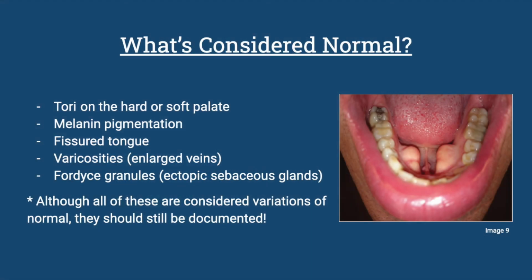The following are considered variations of normal and should still be documented. Tori on the hard and soft palate, as seen on the soft palate in the picture, melanin pigmentation, fissured tongue, lingual varicosities, and Fordyce granules.